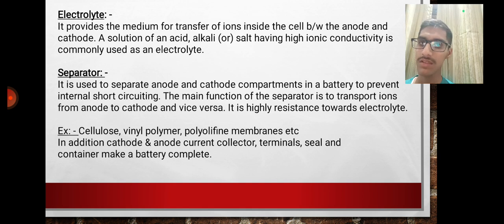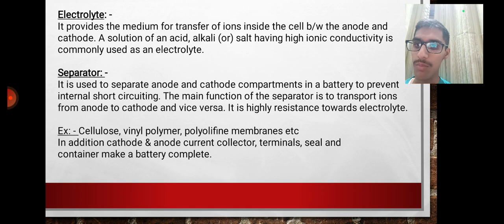Separator. It is the fourth basic component of a battery. It is used to separate anode and cathode compartments in a battery to prevent internal short circuiting. The main function of the separator is to transport ions from anode to cathode and vice versa. It is highly resistant towards electrolyte. Examples: cellulose, vinyl polymer, polyolefin membranes, etc. In addition, cathode and anode current collector terminals, seal, and container make a battery complete.